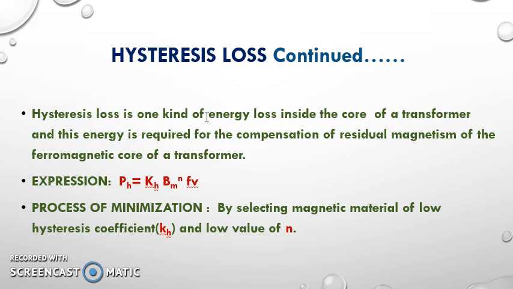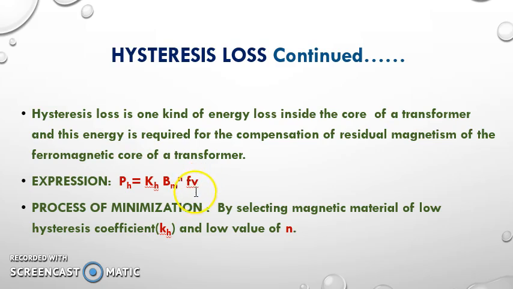The expression of hysteresis loss is PH equal to KH multiplied by Bm to the power n into F into V. Here KH is called the hysteresis coefficient, Bm is the maximum flux density, n is another constant which is also dependent on the magnetic material, and F is the frequency of the supply voltage and V is the volume of the core.